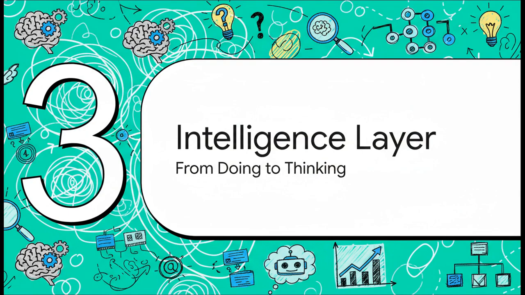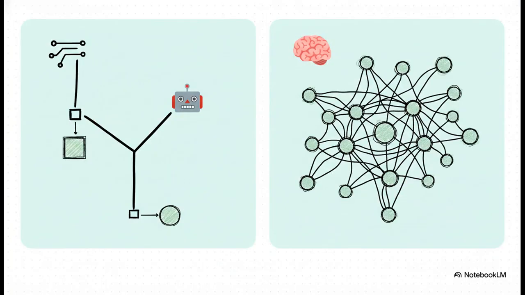Okay, so we've built a solid system, and we've automated the repetitive work. Now for the really cool part. What if the system could do more than just follow a list of instructions? What if it could actually start to learn, to reason, and even make its own decisions? And this is where we see a massive difference.